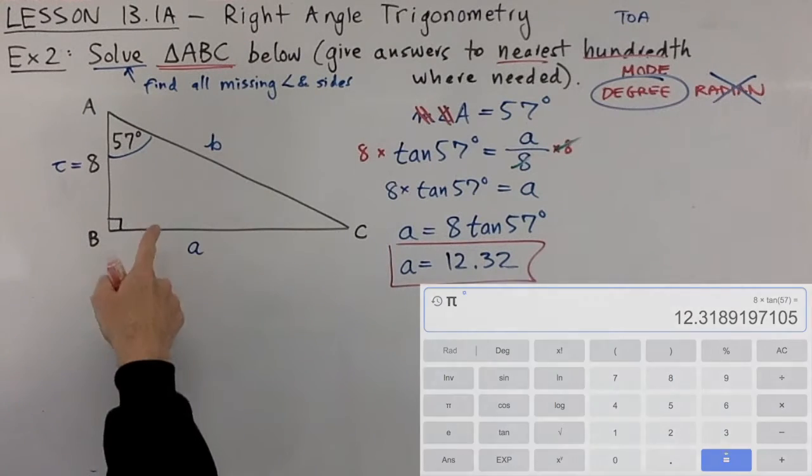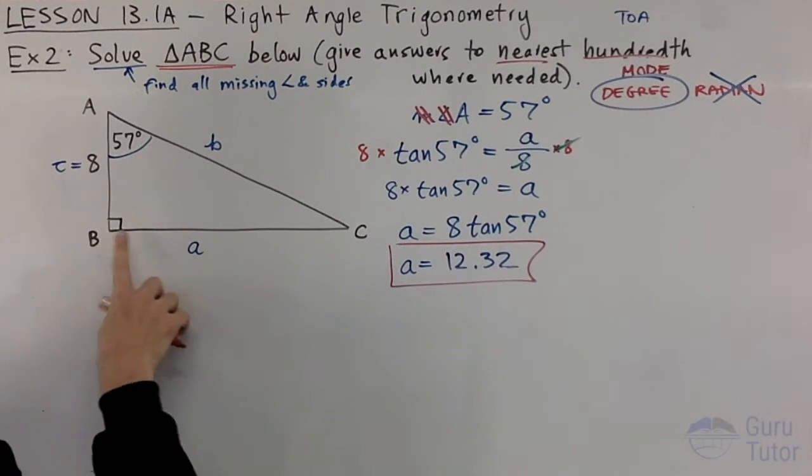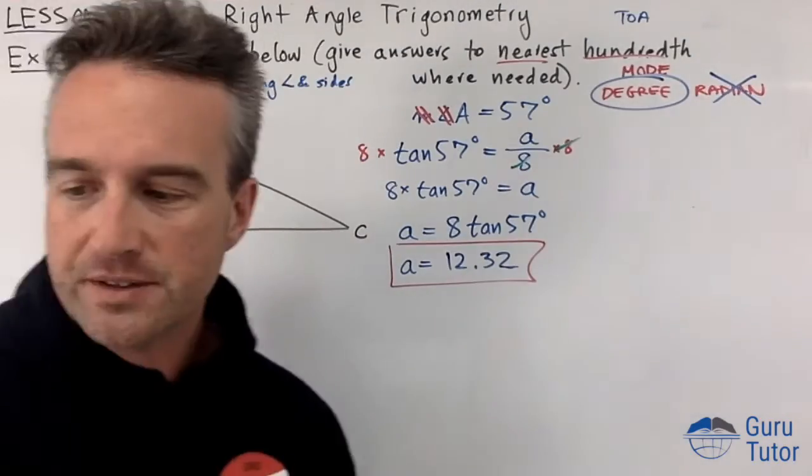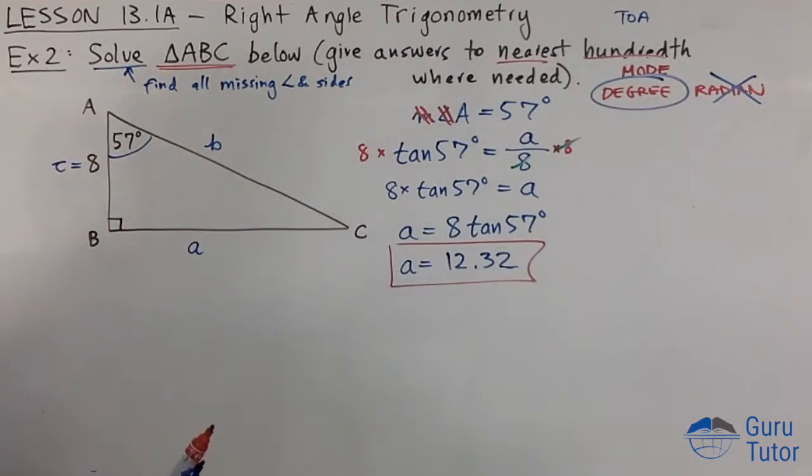So if you look at that, a, this length here is longer than 8, isn't it? So that looks pretty reasonable. So we found a. Let's move on and find b. So I might just write that up here.